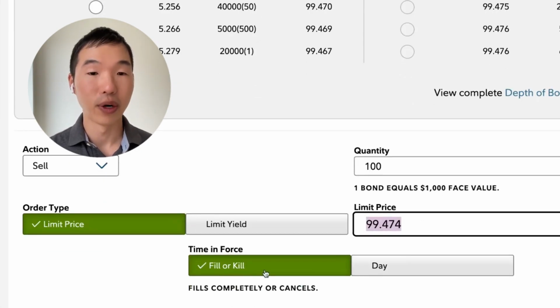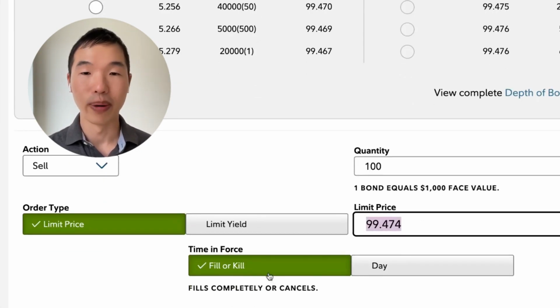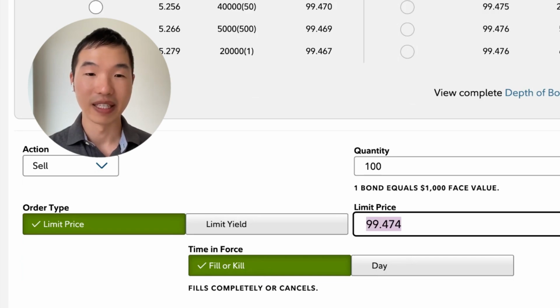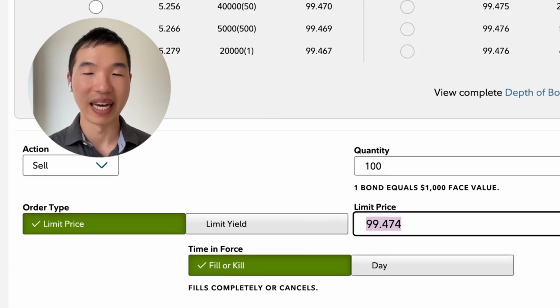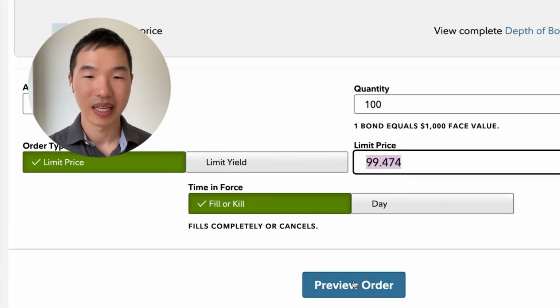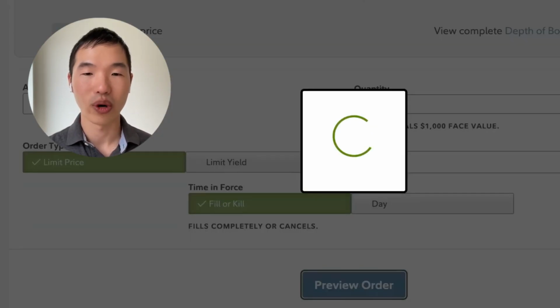Then you can do either fill or kill. That means you put out the order, and if it's not immediately filled, the order is canceled, or you can choose the option of actually having that order sit on the bid-ask ladder here for the full day, and then the order is terminated if it's not filled by the end of the day. Then just go to preview order.